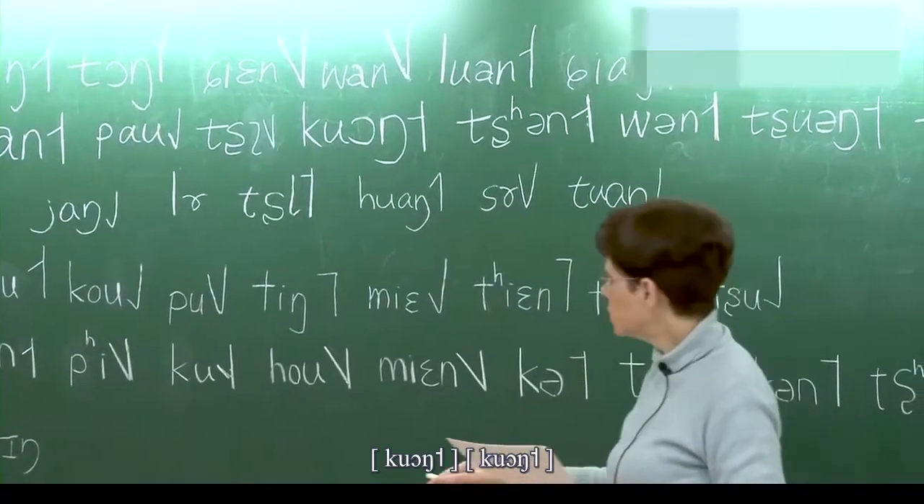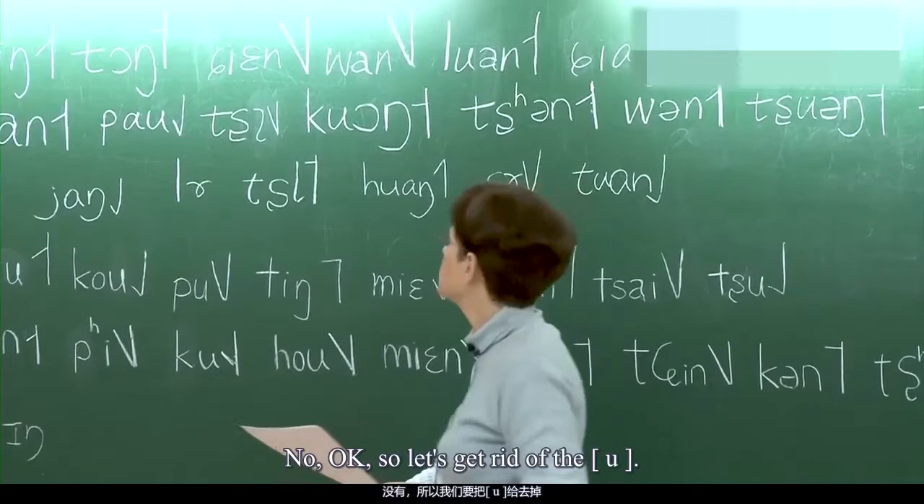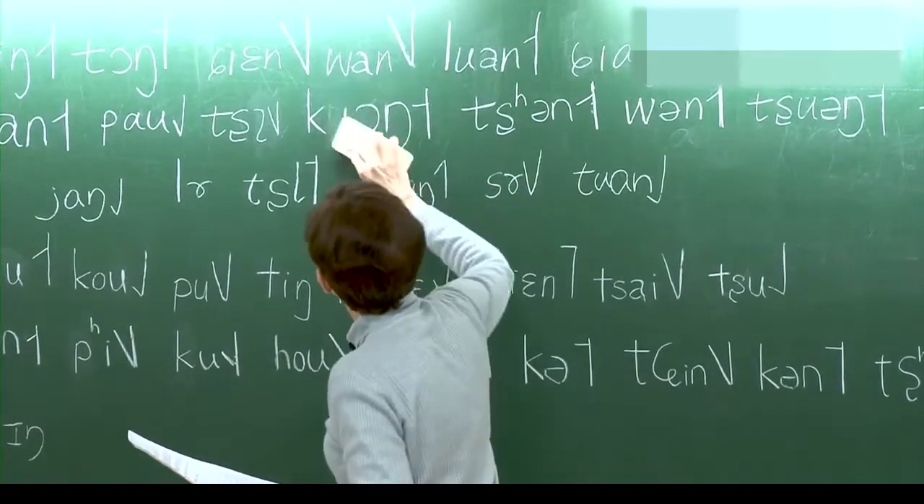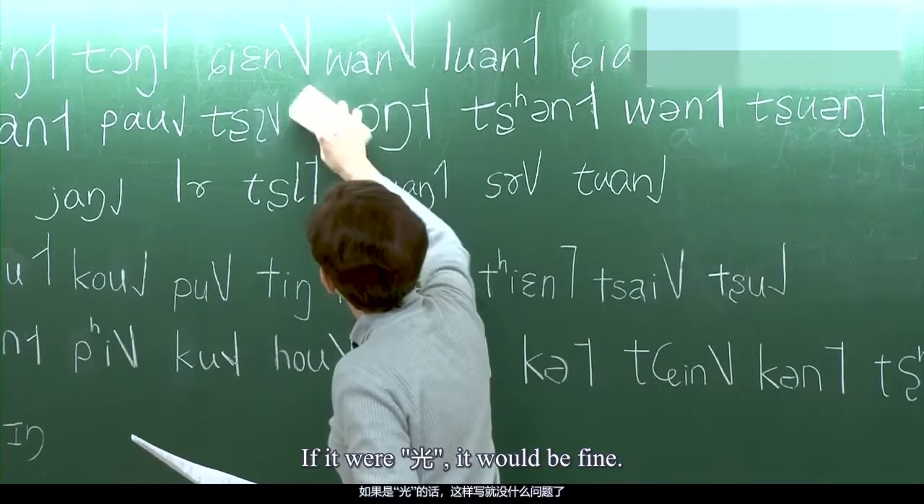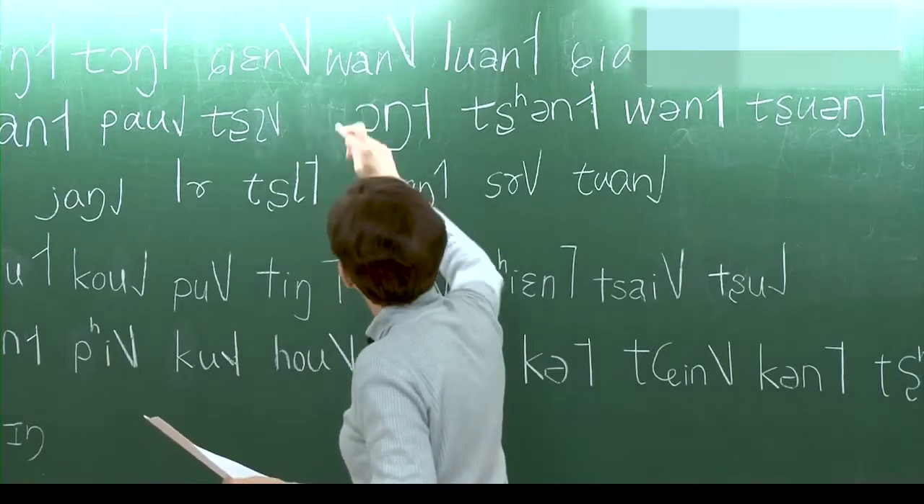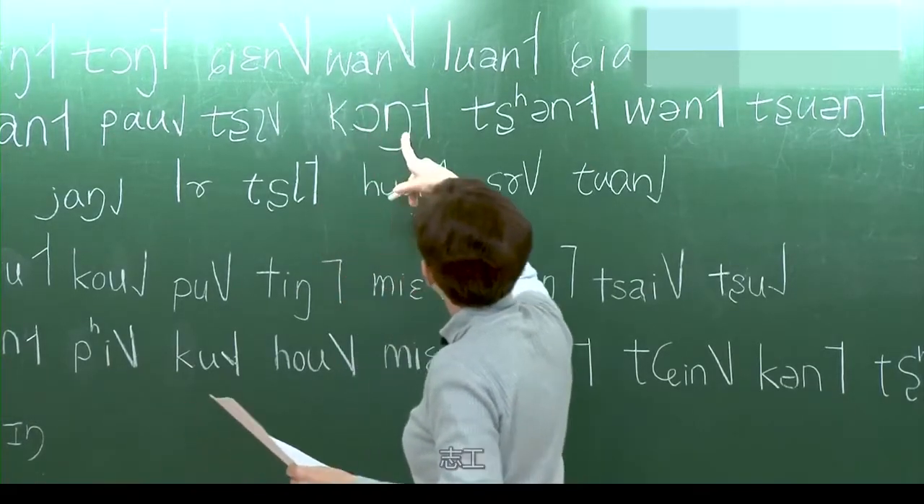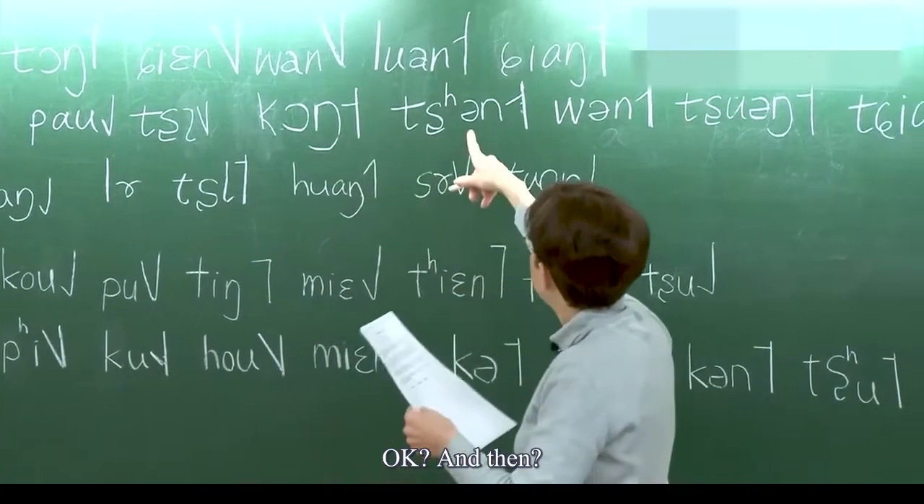Guong. Do we have that sound in Chinese? No. Okay. So let's get rid of the u. It's the beginning of guang. If it were guang, it would be fine. 志工. Okay. And then?